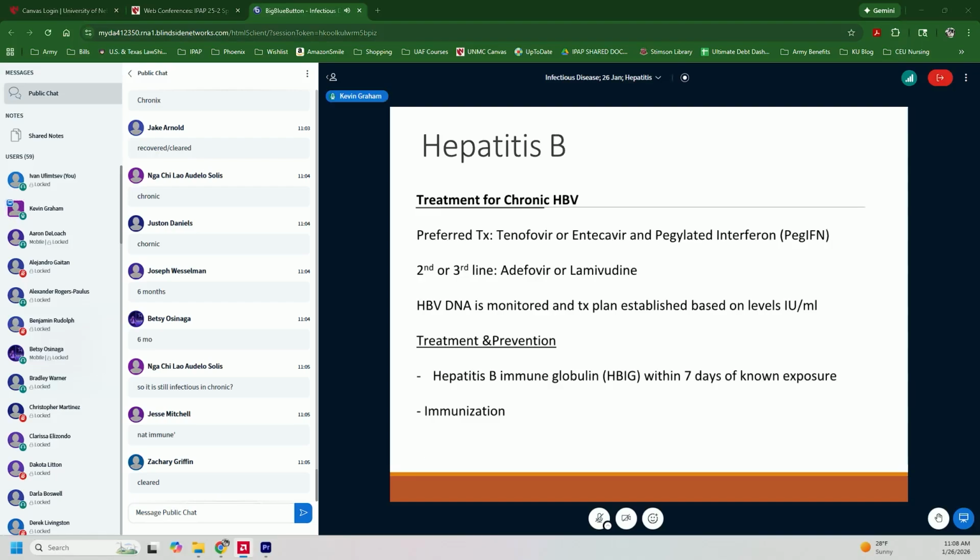Treatment for chronic hepatitis B virus, tenofovir or entecavir with pegylated interferon. Pegylated interferon has a long shelf life, so it helps go faster. If you use those one and or two, then second or third line could be adefovir or lamivudine. And the hepatitis B virus DNA is a great monitor.